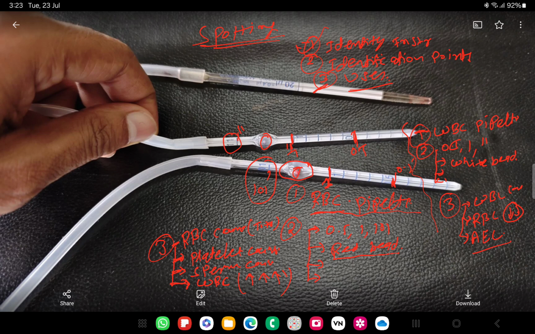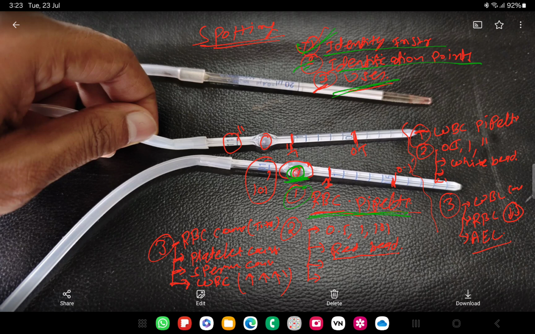So up to now, I think everything is clear. First thing, the question you will get: identify the instrument. Then second one, the identification points you have to write. Then third one is uses. So now first I'm talking about the RBC pipette. Here you will get the red bead. You must know the identification points to answer the first question. You must know the second question also.